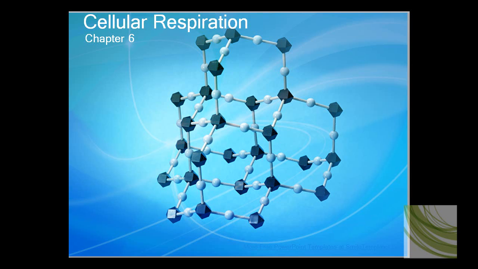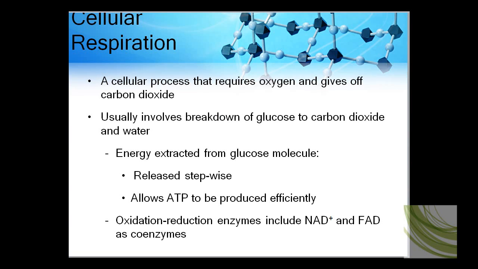All right, Chapter 6, Cellular Respiration. This is the other side of photosynthesis. Basically, the products of photosynthesis are used by cellular respiration in animals. You're going to want to pay close attention. This one is a little involved.